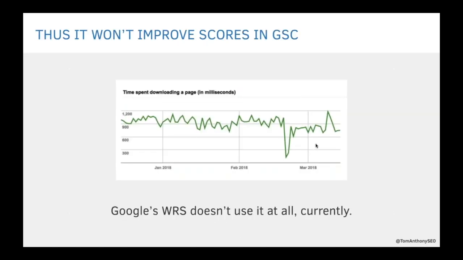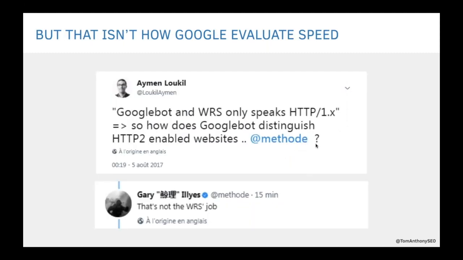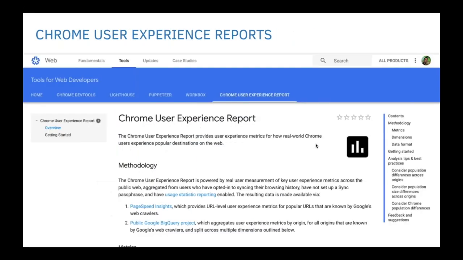The first thing to understand is we know that Googlebot does not crawl using HTTP2. And so if you're looking in your Search Console, you're not going to see any changes there if you deploy HTTP2. The crawler essentially doesn't need it. I'll be surprised if they actually started supporting it, to be honest. But important for us as SEOs is to understand that that's not necessarily how Google are evaluating site speed.